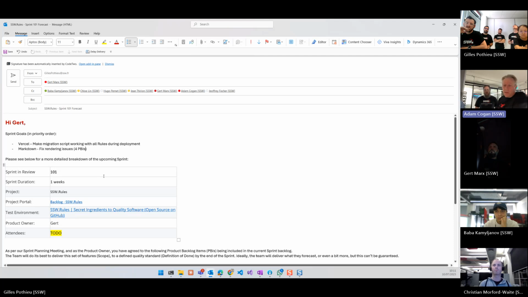Maybe I've got this wrong, but there's 4 people mostly working on this full time: Christian, Gilles, Hugo, and Chloe. And only Chloe is working on the migration stuff. The other guys are working on the deployment stuff and getting the pages right. Is that correct? Yep. Hugo was working on Vercel, I was working on Azure, and Chloe on the script, basically. And Christian, what are you working on? I'm not working on rules.